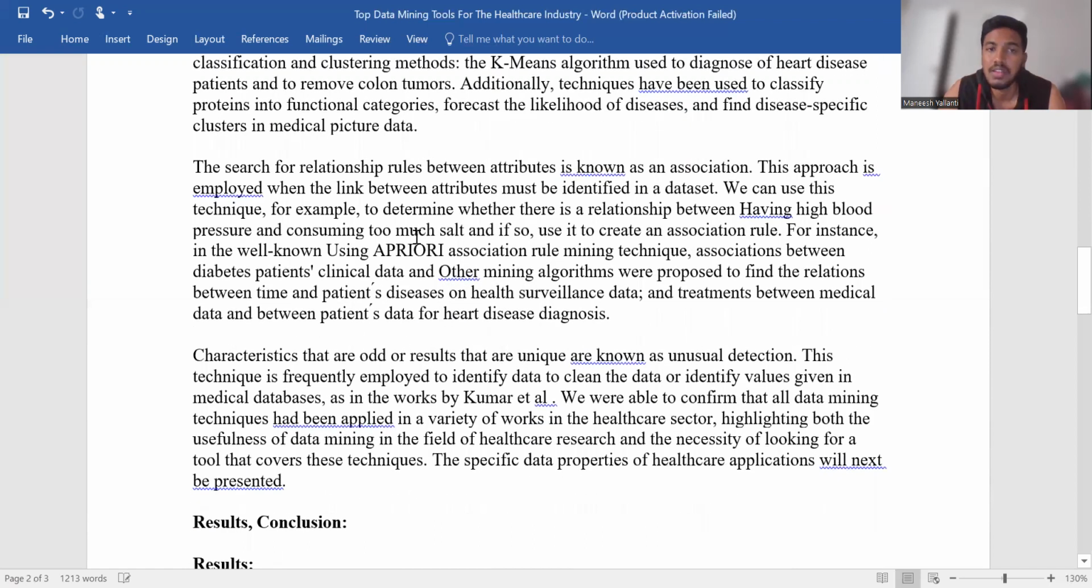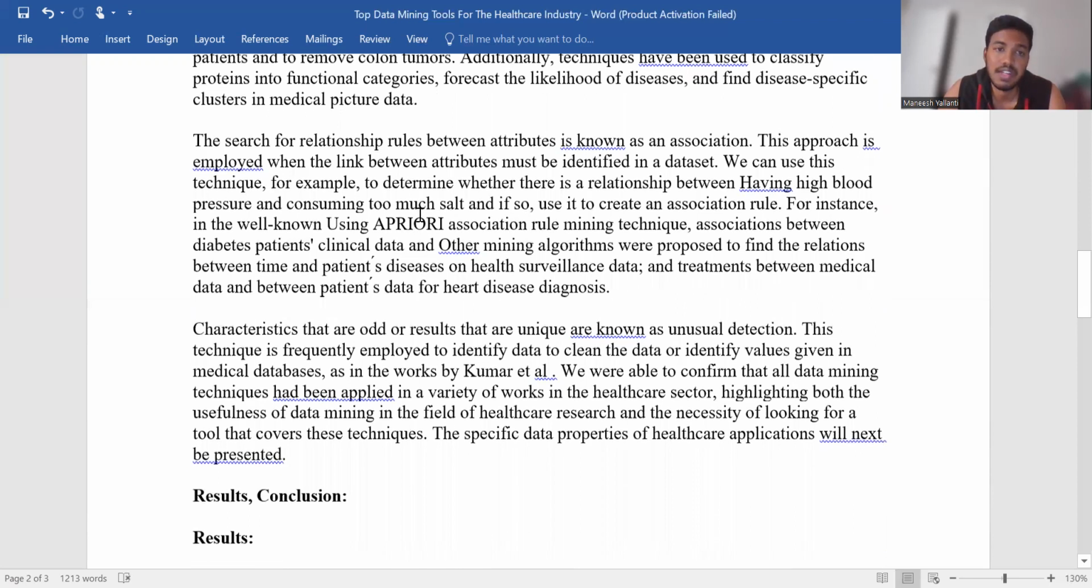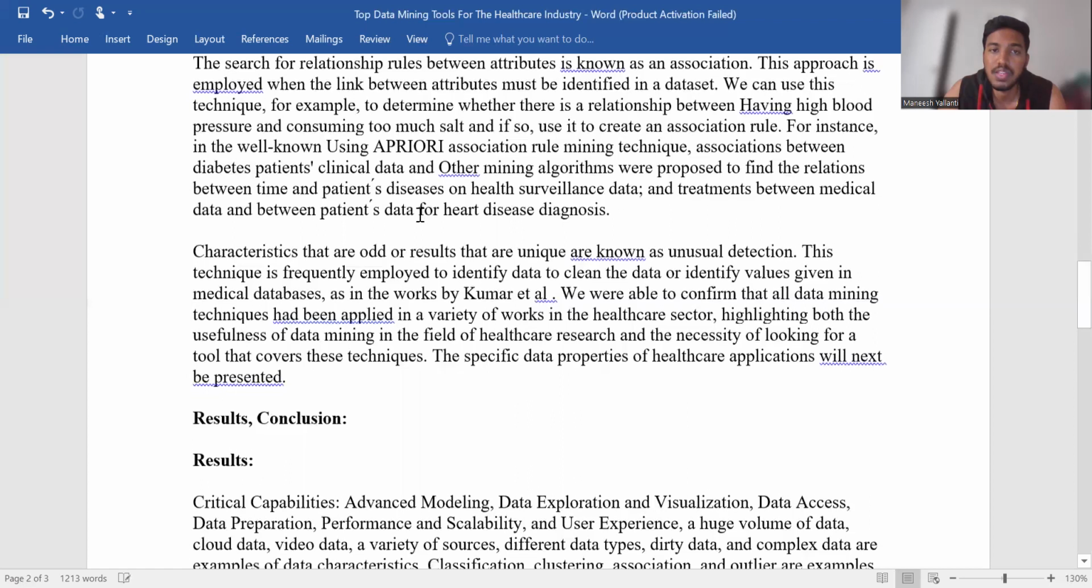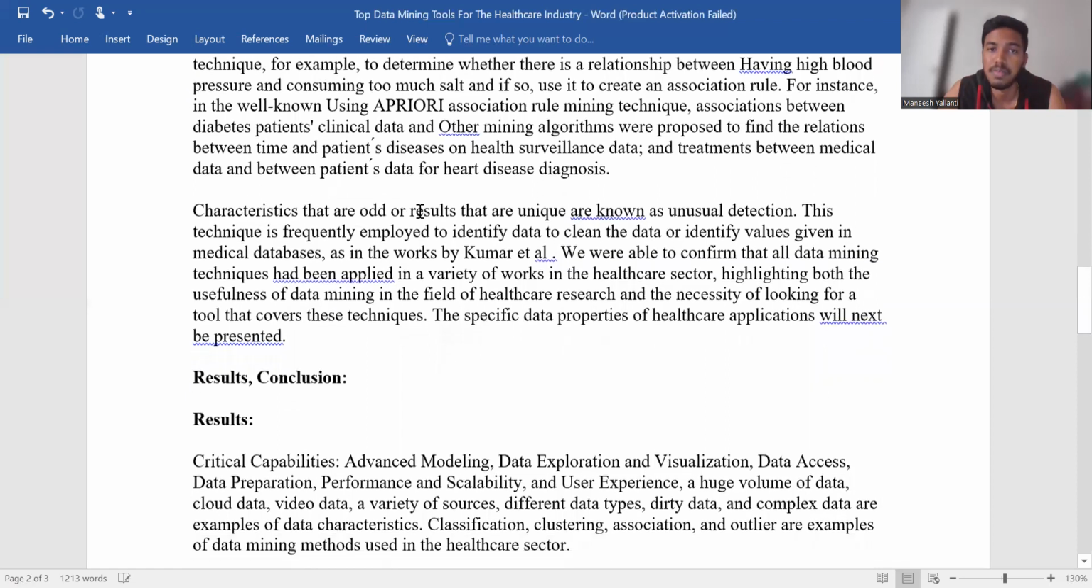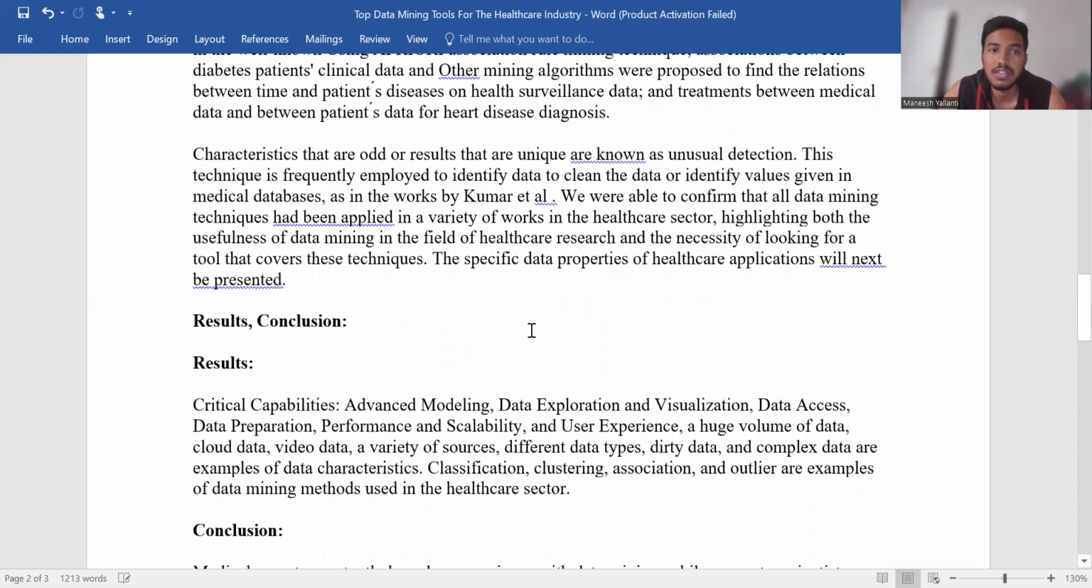The search for relationship rules between attributes is known as association. The approach is employed when the link between attributes must be identified in a dataset. We can use this technique, for example, to determine whether there is a relationship between having high blood pressure and consuming too much salt, and if so. Using the Apriori association rule mining technique, associations between diabetes patients, clinical data, and other mining algorithms were proposed to find relations between time and patients' diseases on health surveillance data, and treatment between medical data and between patients' data for heart disease. Characteristics that are outliers, results that are unique, are known as anomaly detection. This technique is frequently employed to clean the data or identify unusual values in medical data sets, as in works by Kumar et al.